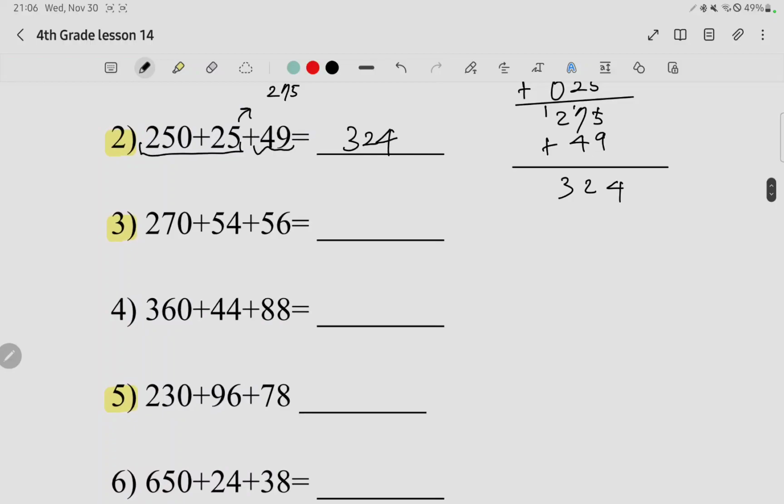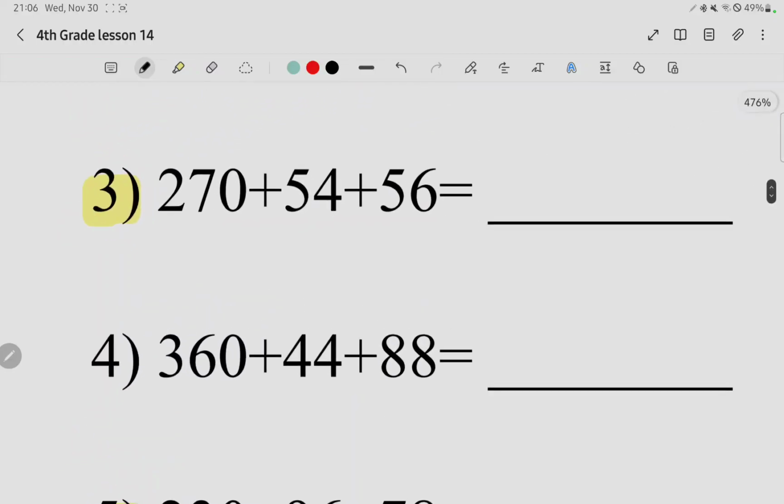Okay. Number 3. So what you can do is add the first two terms, but you know that if you add 54 and 56, this will become some number ending in 0. And then this will make your addition much easier. And how I know this will end in 0 is because if you add 4 and 6, this is 10. So 10 has an ending number of 0. And then this number also has an ending number of 0. So it will make your addition much easier.